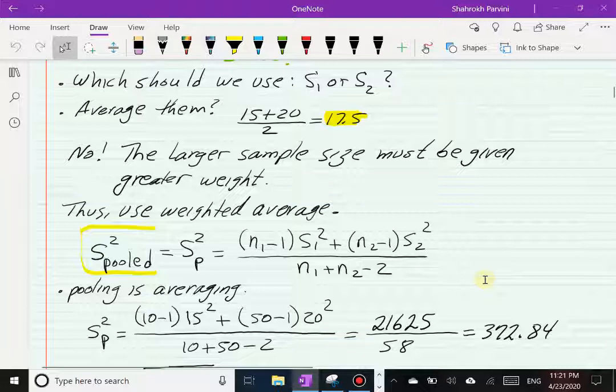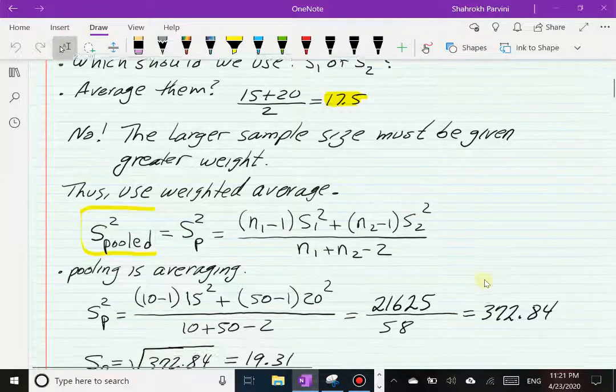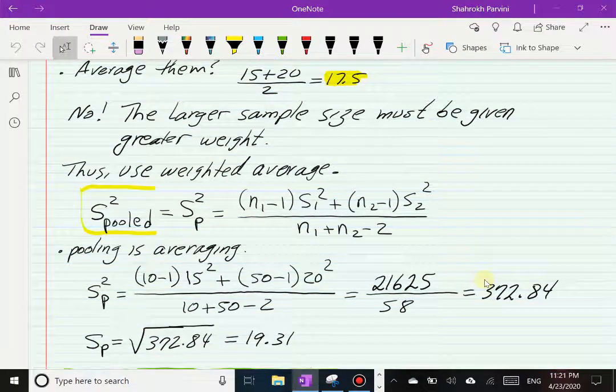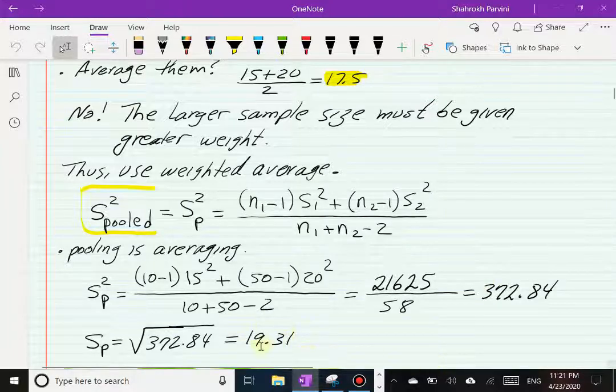Now this S squared P is the pooled, or weighted average, and it is the variance, not the deviation, because it's in squared units. So to find the standard deviation, the pooled deviation that is, we'll take the square root of the number above, and that number turns out to be 19.31.